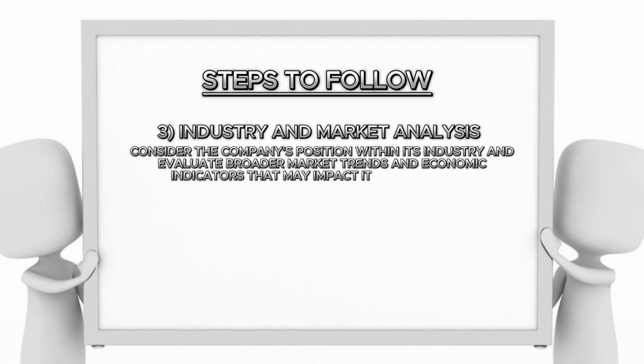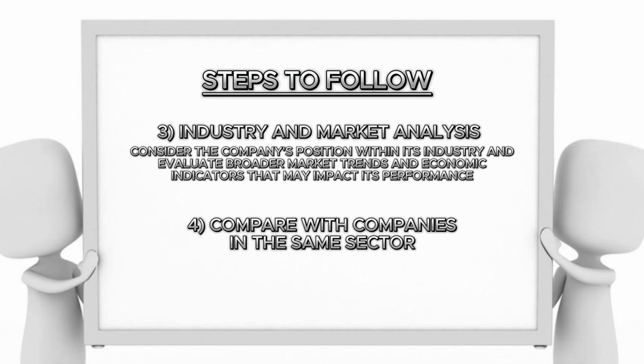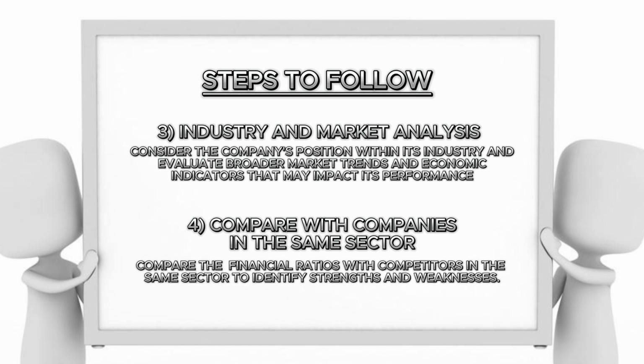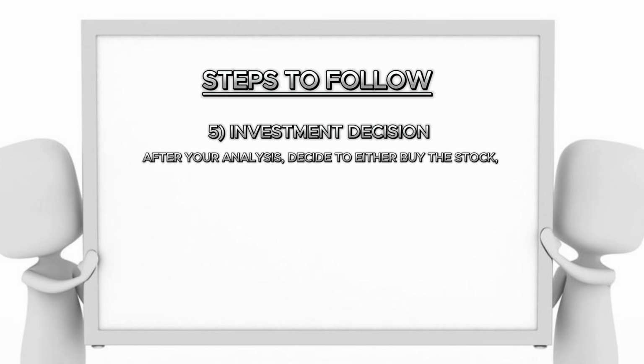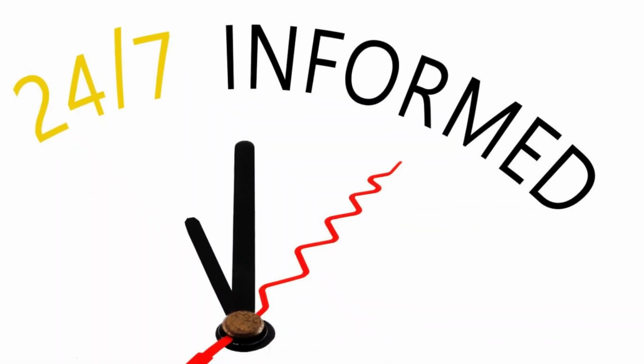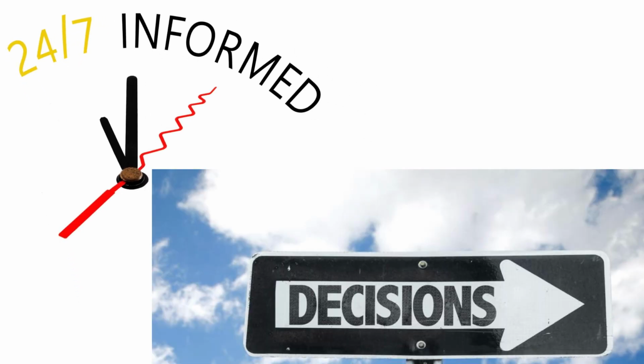3. Industry and market analysis. Consider the company's position within its industry and evaluate broader market trends and economic indicators that may impact its performance. 4. Comparison with peers. Compare the company's financial ratios with those of its competitors in the same sector to identify relative strengths and weaknesses. 5. Investment decision. Based on your analysis and comparison, determine whether you could buy the stock, short sell it, or do nothing with the specific stock, and just look for another one. Make informed investment decisions accordingly.